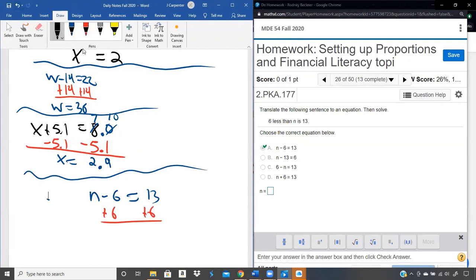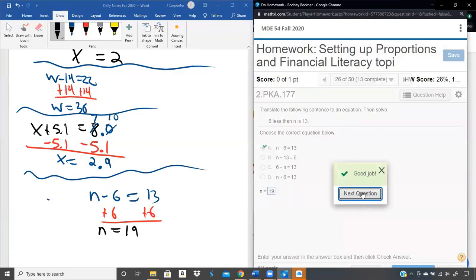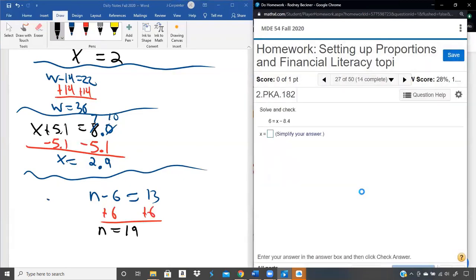We will not be giving you extremely complex algebraic equations to solve by hand in this course, but you will get simple ones like this. Proportions over and over and over. Notice I didn't have to type the n and the equals because it was already there for us.